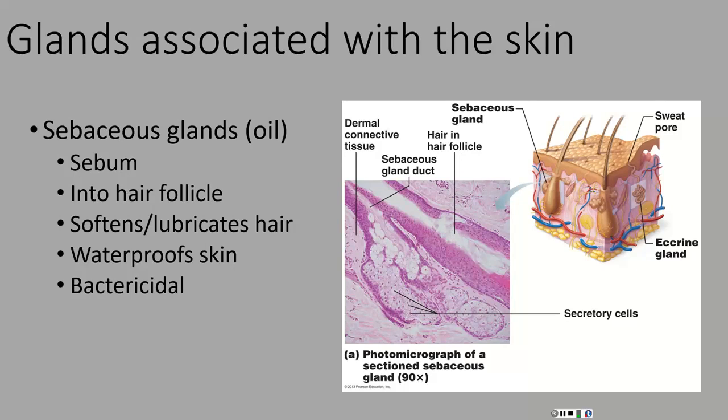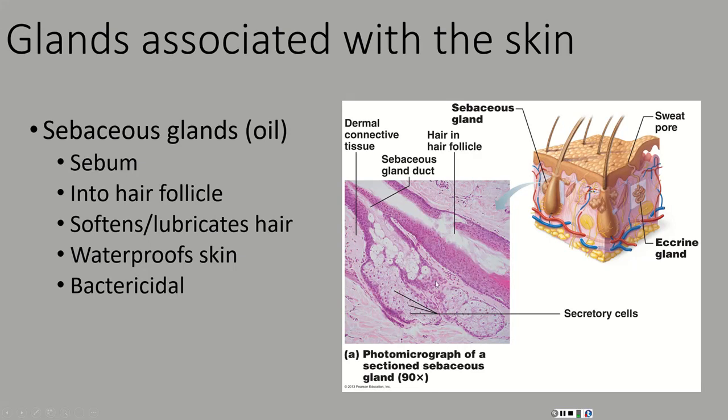Now, moving away from sweat glands, another type is called a sebaceous gland. And a sebaceous gland is just another name for an oil gland. Sebaceous glands produce something called sebum, which is just oil. And usually they empty into a hair follicle.